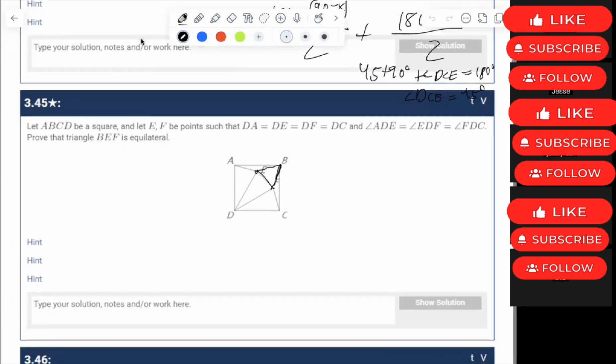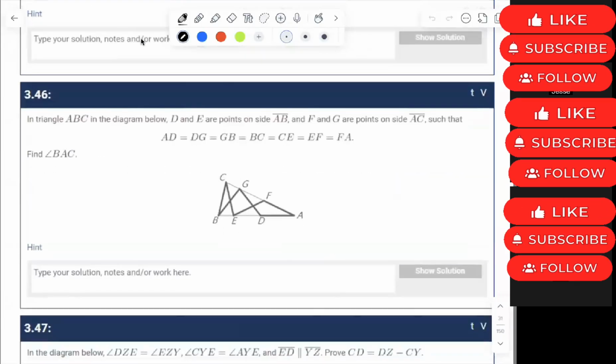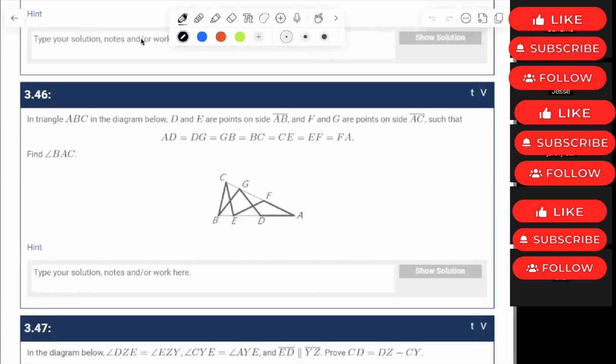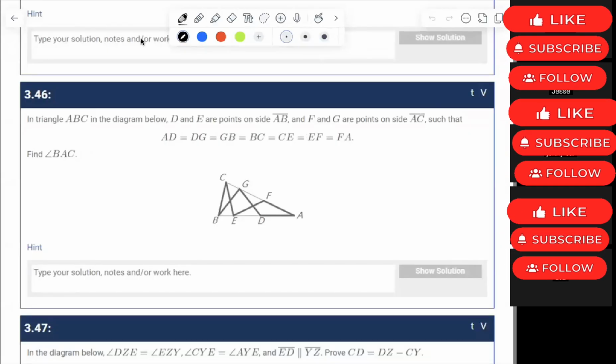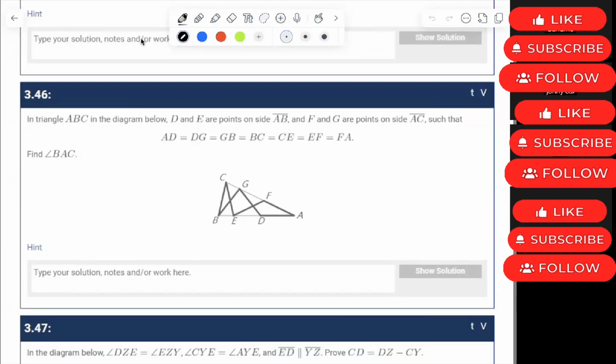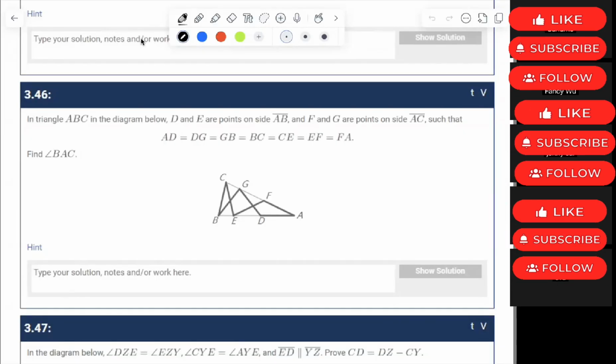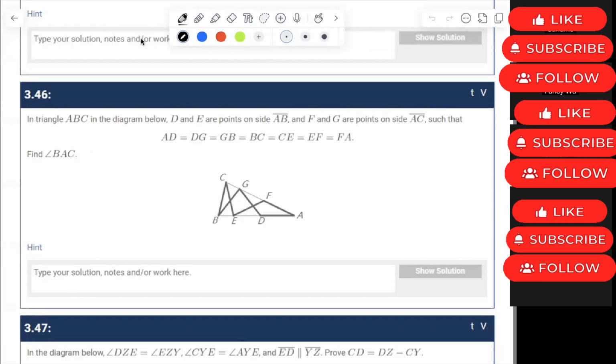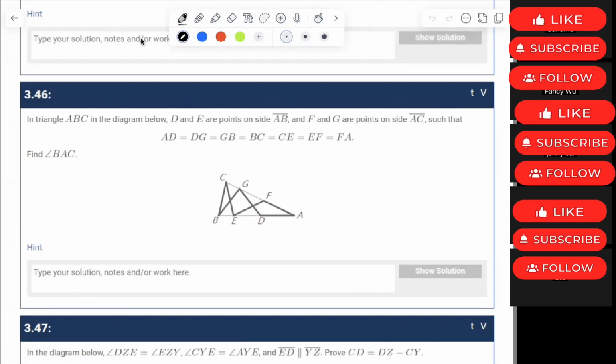Today, we're going to continue where we left off and start with 0.46. Hopefully, start the new chapter as well. In the triangle ABC in the diagram below, D and E are points on the side AB and F and G are points on the side AC, such that AB is equal to DG is equal to GB equal to BC equal to CE equal to EF is equal to FA, a bunch of isosceles triangles. Find BAC. Let's try this question and tell me the answer in chat.